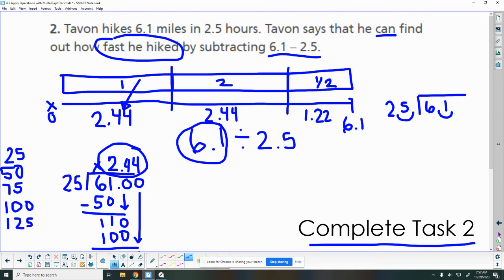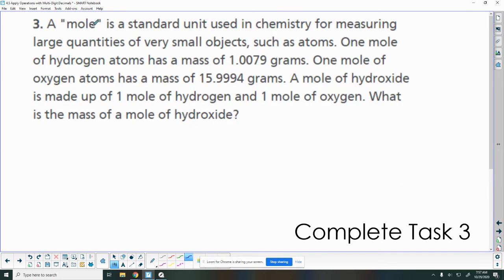Hey, task 3 says a mole is a standard unit used in chemistry for measuring large quantities of very small objects such as atoms. Mole, like molecule, atoms. If you've been listening in your science class, we've been talking about that. So 1 mole of hydrogen atoms has a mass of 1.0079 grams. So hydrogen has this.